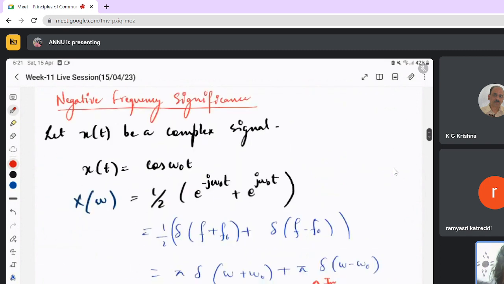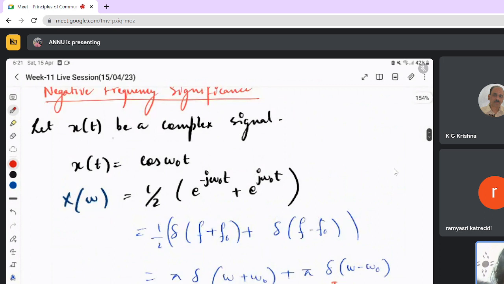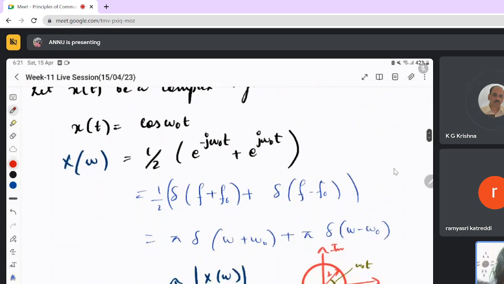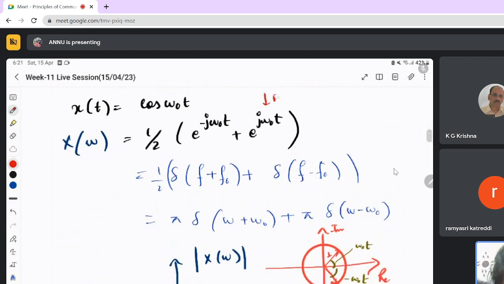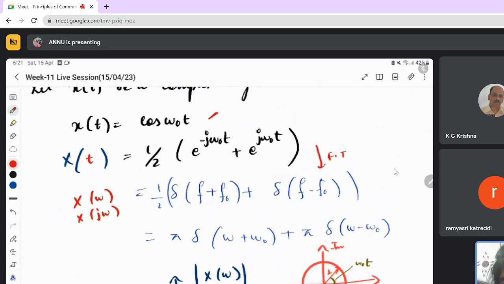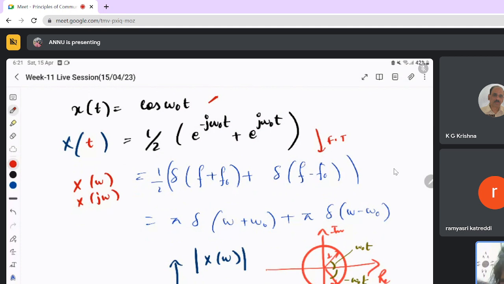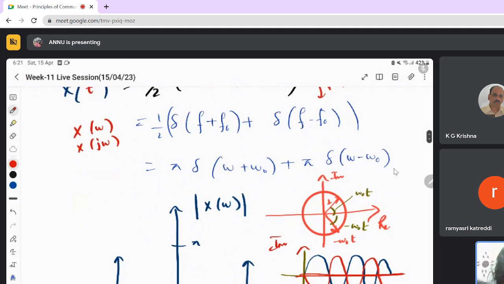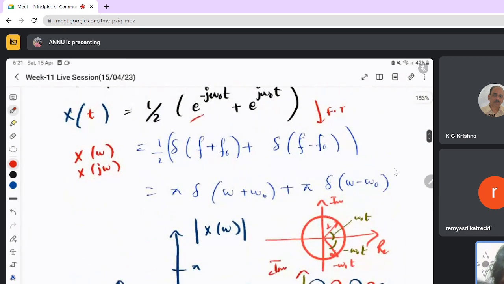I'll let you know. So moving ahead, for example, let x(t) be a complex signal which varies from minus infinity to infinity. What is the Fourier transform of this one? It can be represented as x(t) = 1/2 (e^(-jωt) + e^(jωt)). You know these formulations. After doing the Fourier transform, we know this will be shifted impulses at positive and negative frequency, f0 and -f0, or in the omega domain, πδ(ω + ω0) + πδ(ω − ω0). So these two vectors we will deal with independently.